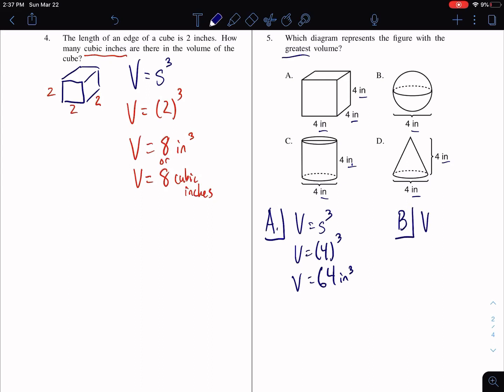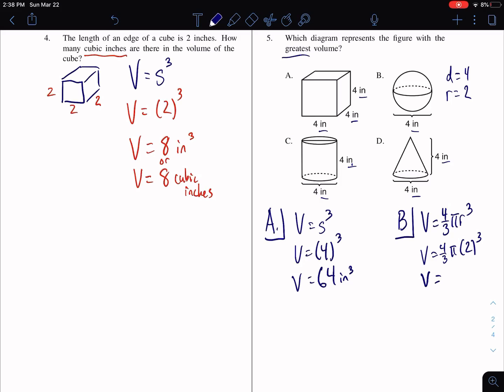Okay, for B, we're using the volume of a sphere, which for us is 4/3 pi r cubed. They're being tricky again on answer choice B. They've given you the diameter of 4. You need to make sure you use the radius of 2. Okay, so volume is 4/3 pi and then 2 cubed. So we've got to make sure that when we plug this in, we plug in accordingly. Okay, let's see what we get here.